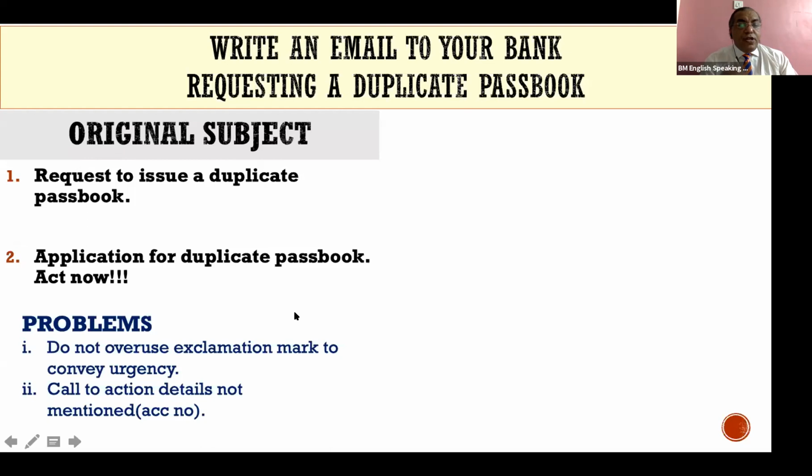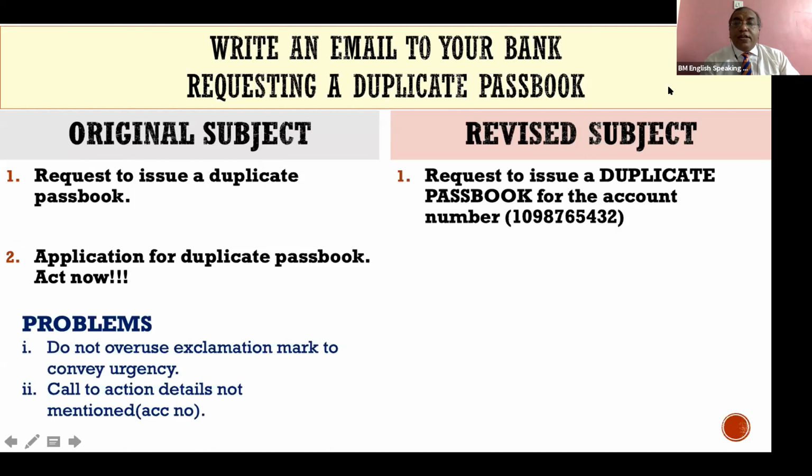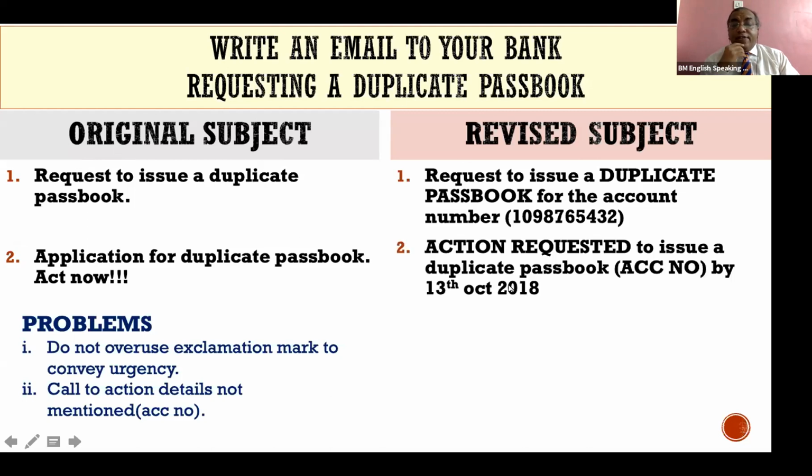Okay, let me tell you. First of all, in the second one, too many exclamation marks are there. And in the first one, the account number is missing. So let me show you a revised subject. Request to issue a duplicate passbook, and the passbook number is this. Otherwise, action requested to issue a duplicate passbook by this date. Now, what's the difference in the two subject lines? Yeah, correct, Seto. The second one was not good.